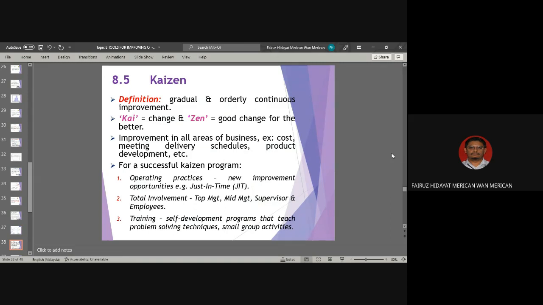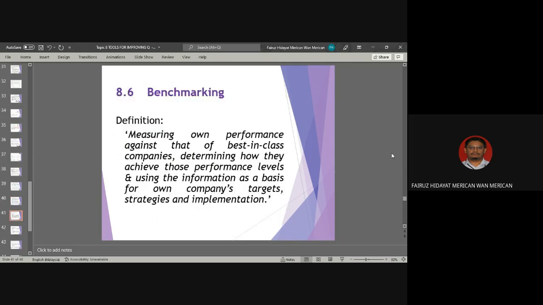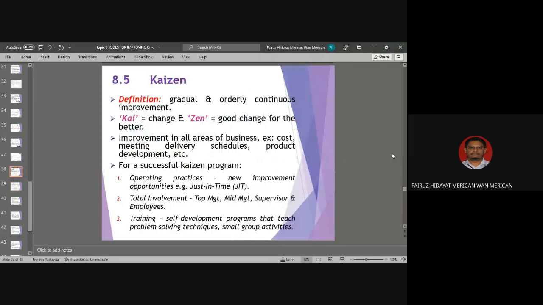Okay, so we'll just take a second and final break, and then we'll come back. We'll go into the remaining tools, the Kaizen and also the benchmarking. Okay, we'll continue after this break.